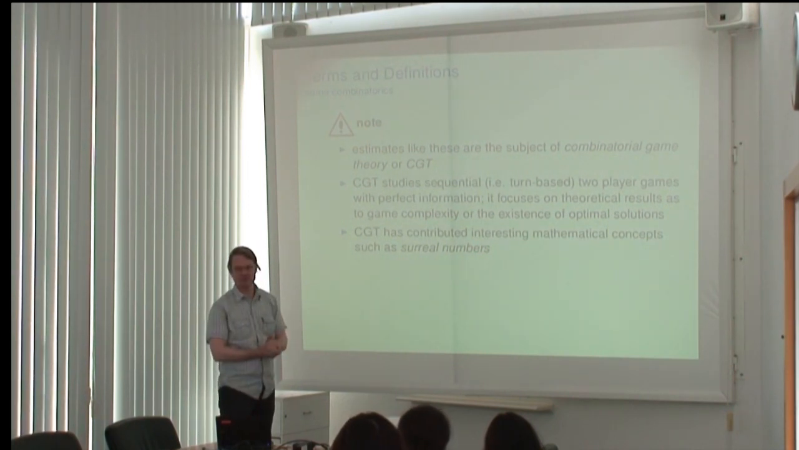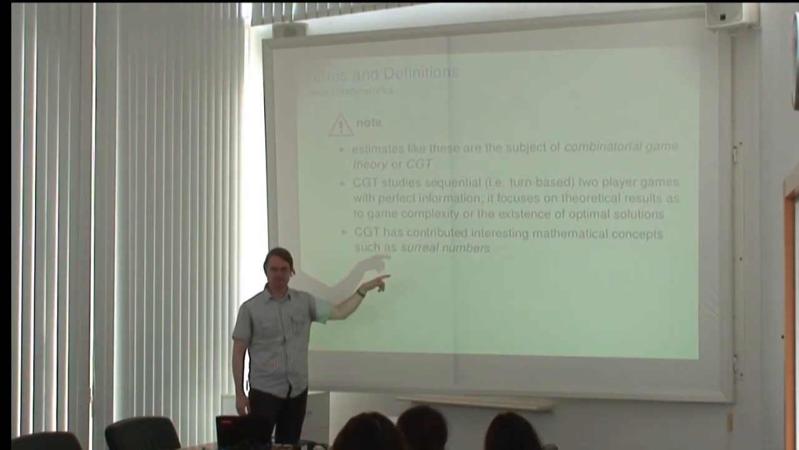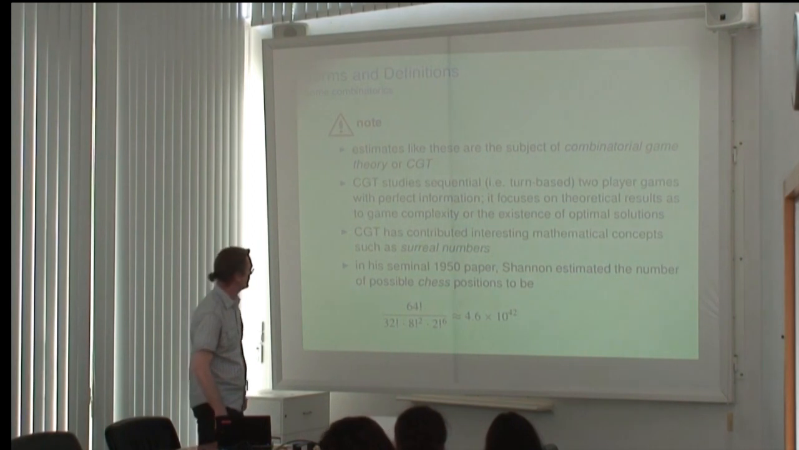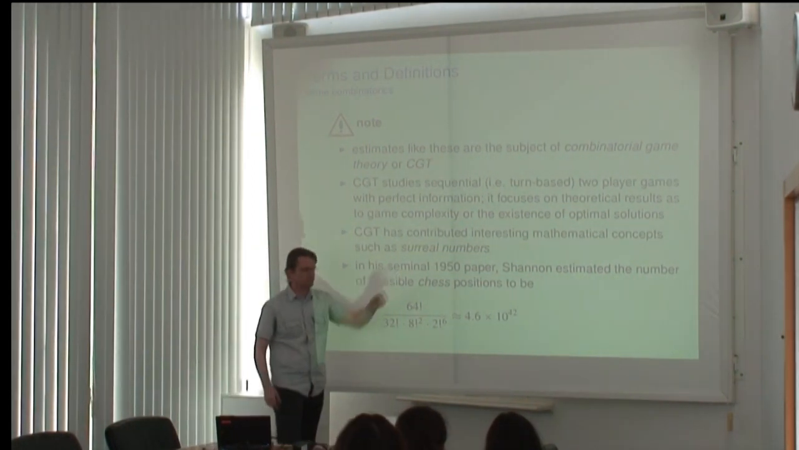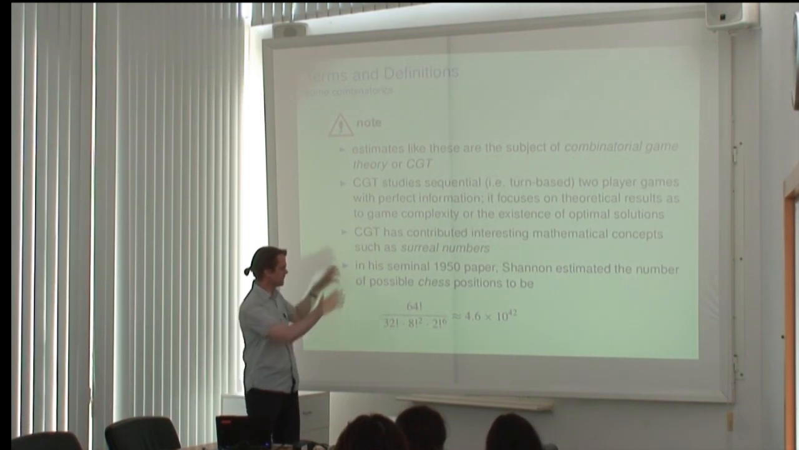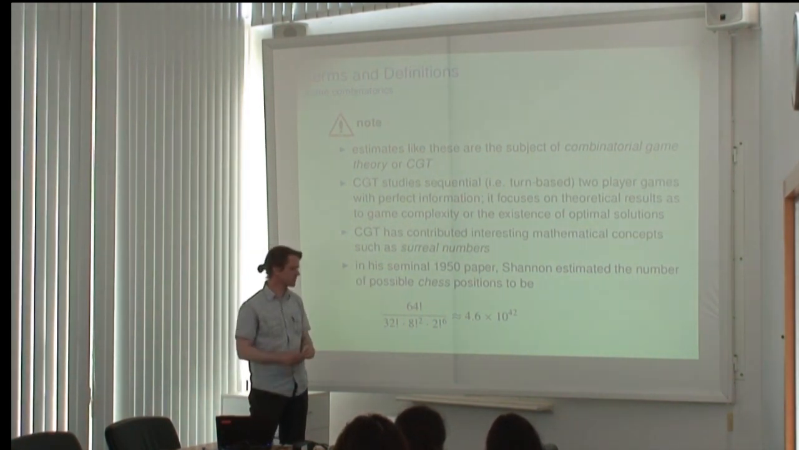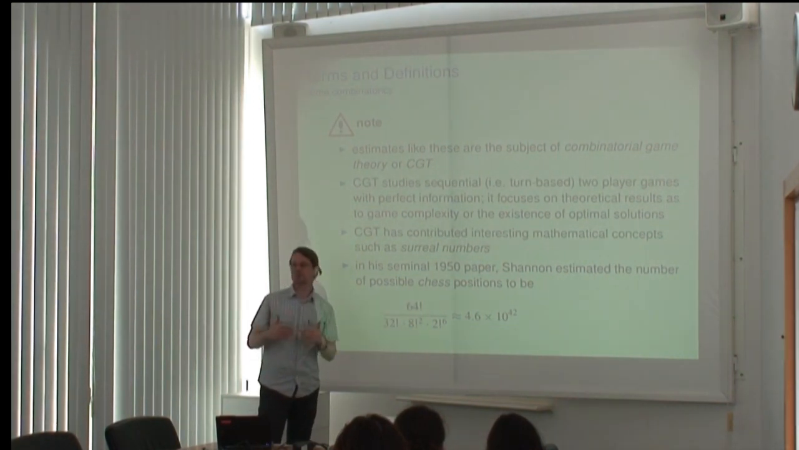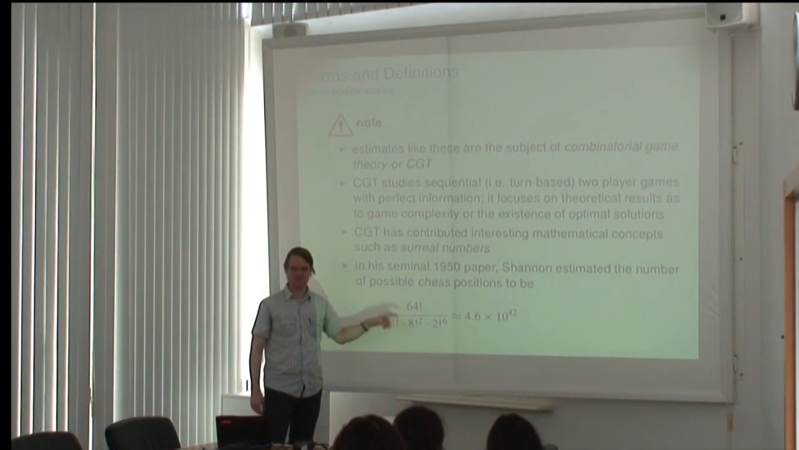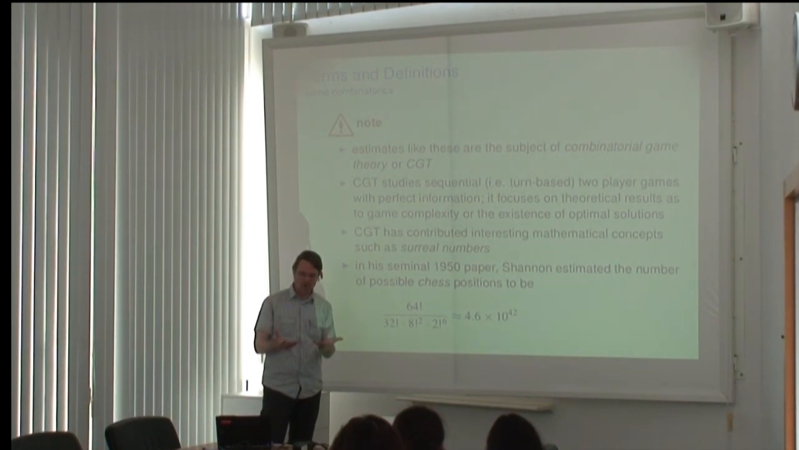Very interesting field if you're into theory. For instance, within CGT, they invented the concept of surreal numbers. Yeah, they're there. In this 1950 paper written by Shannon, which I mentioned last time, he sort of laid the foundation for this field of combinatorial game theory. And he came up with an estimate of the number of possible chess positions, which is, again, much smaller than the one we just did. But still, this one is, you know, very, very optimistic, because this number does contain lots of configurations that can never occur within a game of chess.